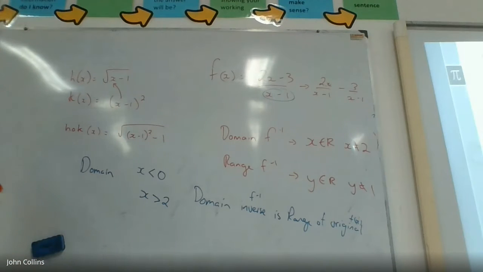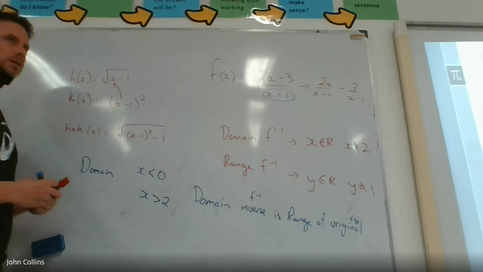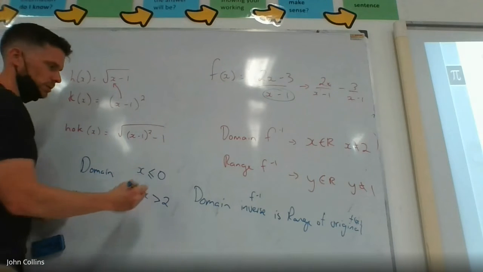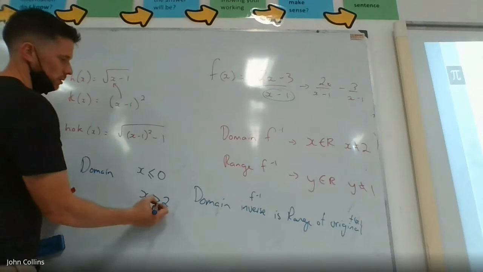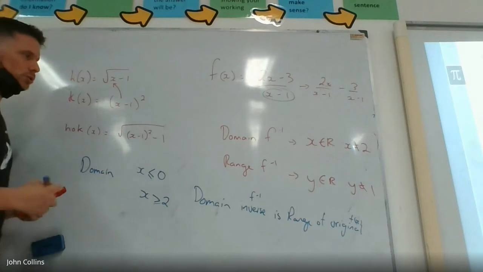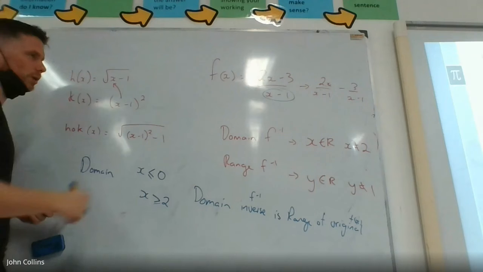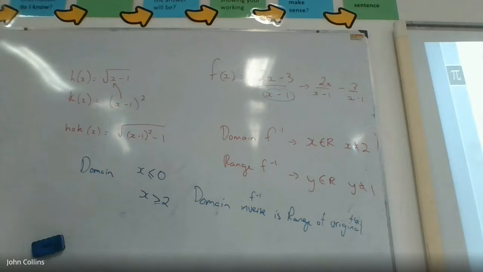Can't be 0. Can it be 0? Yes. Can it be 2? 2 minus 1 is 1. 1 squared is 1 minus 1, yes. Okay, so it would be greater than or equal to. That's what you'd have to do.